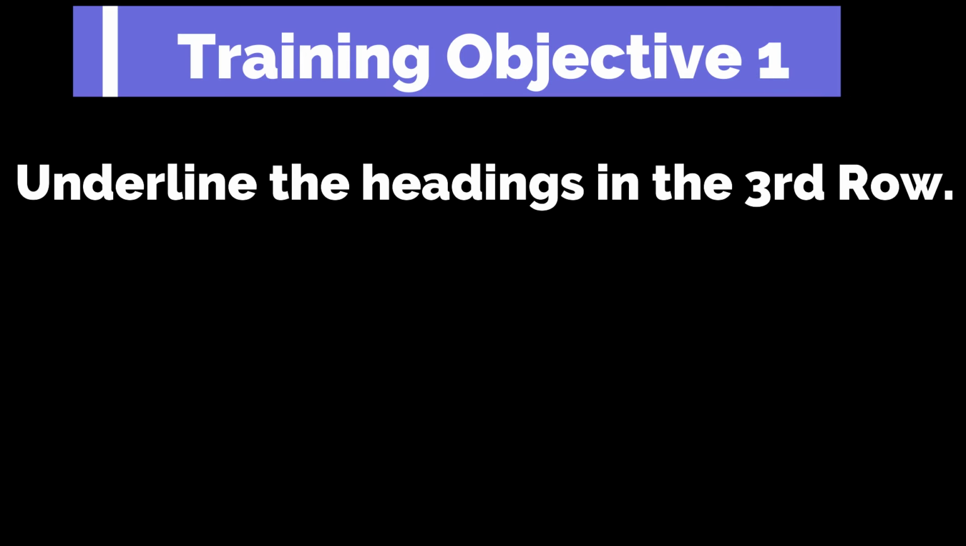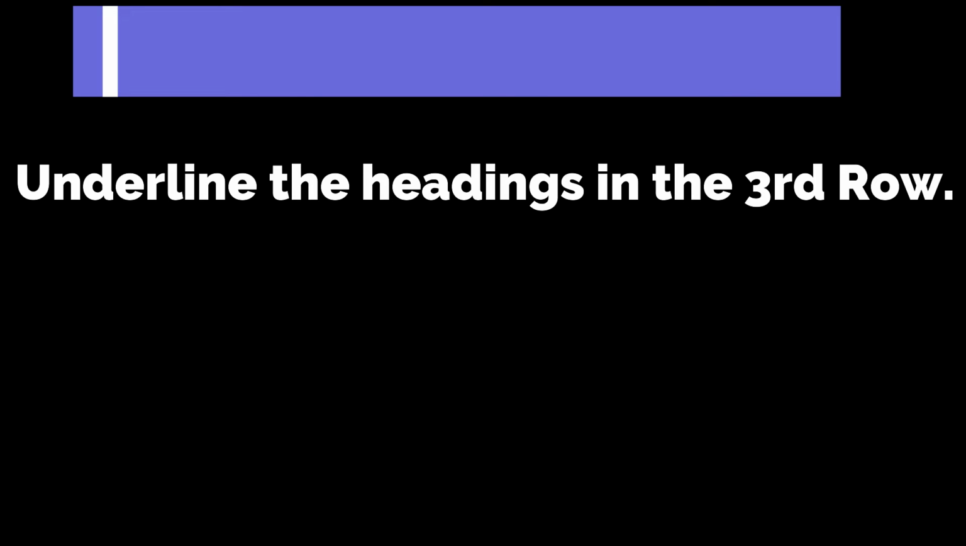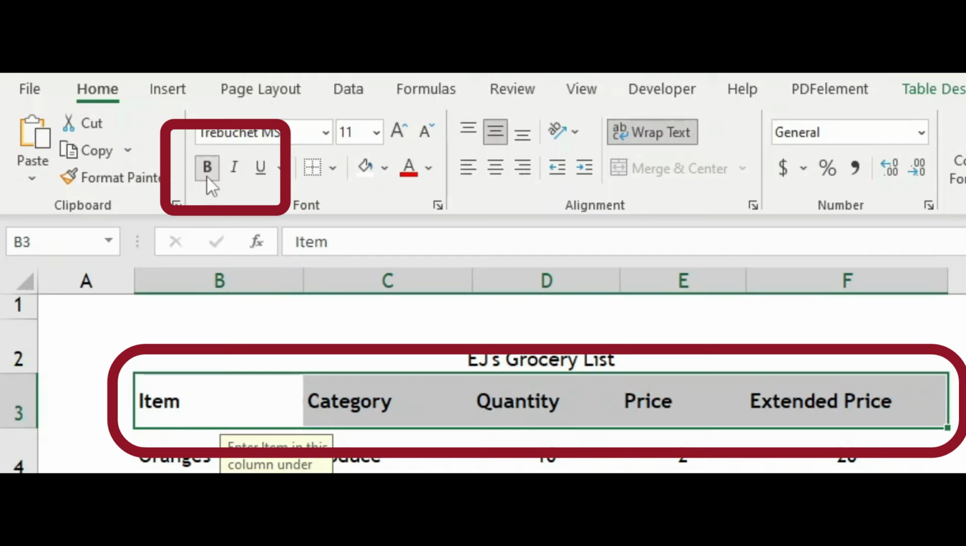Objective 3. Underline the headings in the third row. Well, we still have all the headings in row 3 highlighted. So all we have to do is now move from the B over to the U and click on the U. Now you'll see all of those headings are underlined. So now we have completed Objective 3.